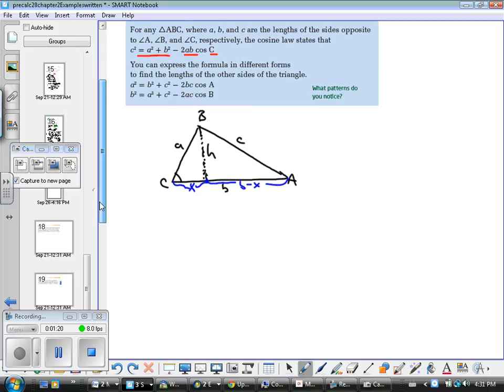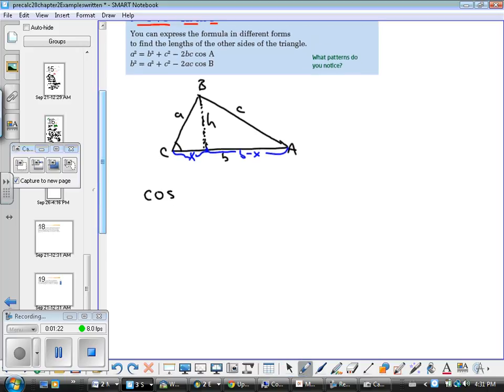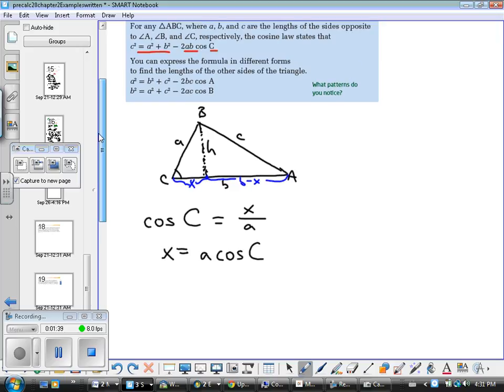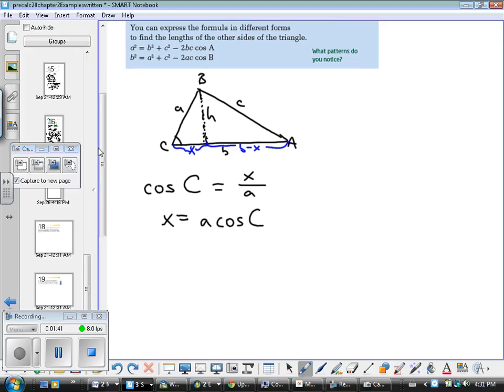A couple of relationships. The first relationship we're going to use is cos C equals the adjacent of angle C, which is X, over the hypotenuse of that small triangle on the left, which is A. I'll just rearrange that, solving for X. As you can tell by looking at our finished cosine law, there's no X in there, so I'm going to want to eliminate it, and solving for it will make it easier to get rid of later.